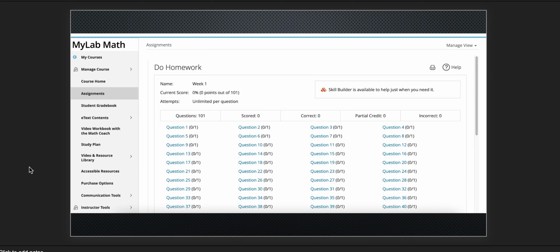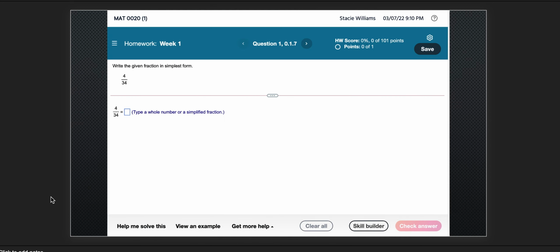There's a bunch of problems listed. So you can click on any one of these problems and start practicing. What you do is you read the problem, you put the answer in here and click check answer, and you'll be told right away whether you're understanding or not. And if not, and you need more help, here's the help me solve this button, the view an example button, and get more help, and this is where you'll see the text pages.